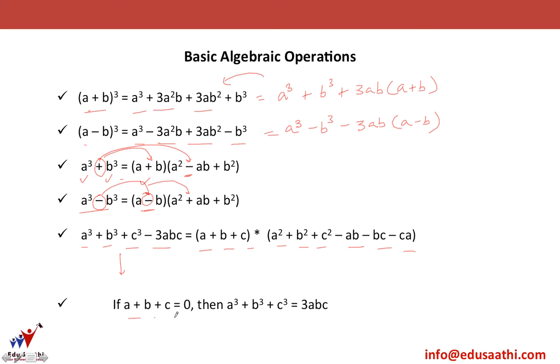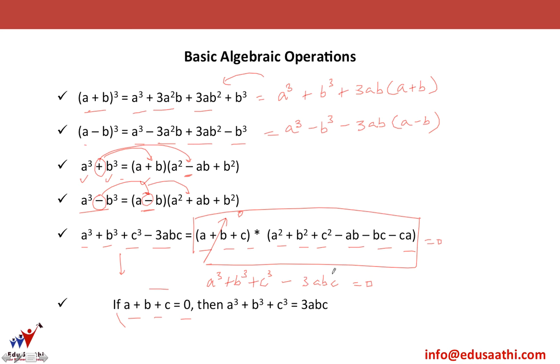If a plus b plus c is equal to 0, this means that this term here has been reduced to 0. So obviously this entire right hand side is equal to 0. So what I'll be left with is a cube plus b cube plus c cube minus 3abc equal to 0. I can take this 3abc to the right hand side. So what I'll have is a cube plus b cube plus c cube is equal to 3abc. We'll try some questions on these identities we've discussed.